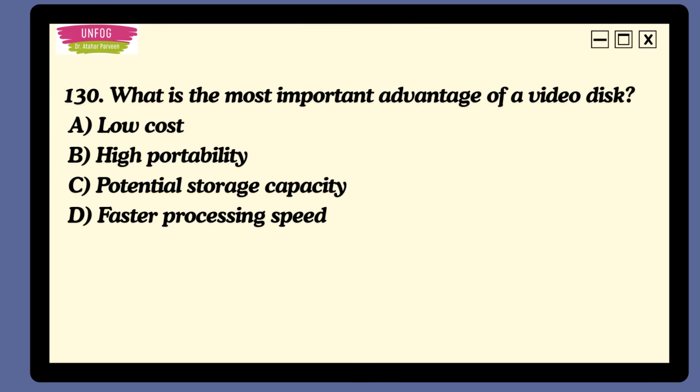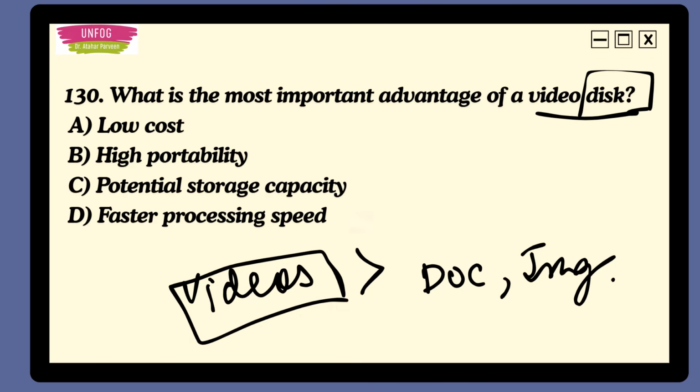Next question. What is the most important advantage of a video disk? What is a video disk? It is simply something that stores a video. Disk is a device that is used for storage. Anywhere in the question, if it is mentioned, it means the same thing. Something that stores. So video disk as in a disk that stores videos. So this is also a very easy question. Nowadays you guys can also relate that in your phones, videos take a lot of storage. Images and your documents, they take storage, but videos, they take a lot of storage.